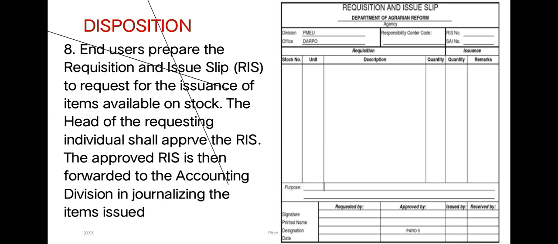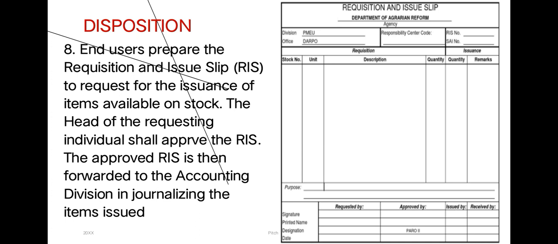Si end user, magpe-prepare siya ng requisition and issue slip. So, magre-request siya ng stocks na available sa inventory. Then, once na approve yung RIS ng head of requesting individual, isi-send yung RIS kay Property Supply Division para ma-check yung availability ng inventory. Tsaka siya ifo-forward sa Accounting Division. So, ito yung example ng requisition and issue slip and yung mga nakalagay na information.